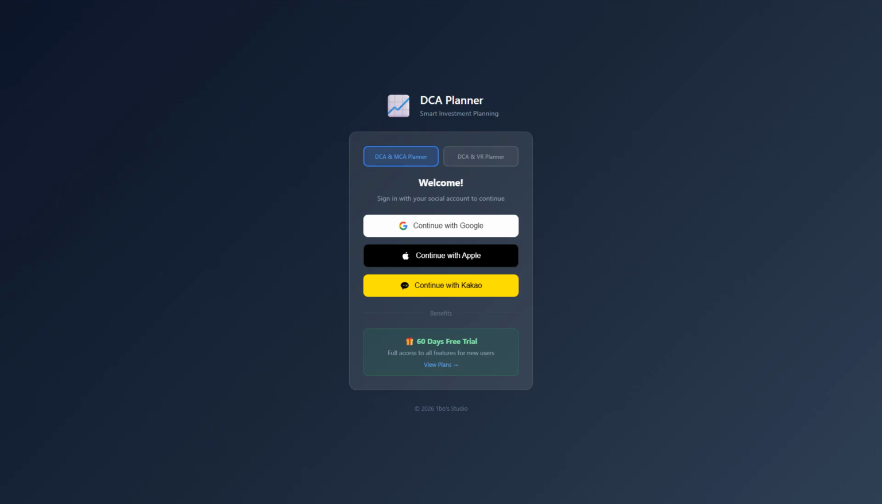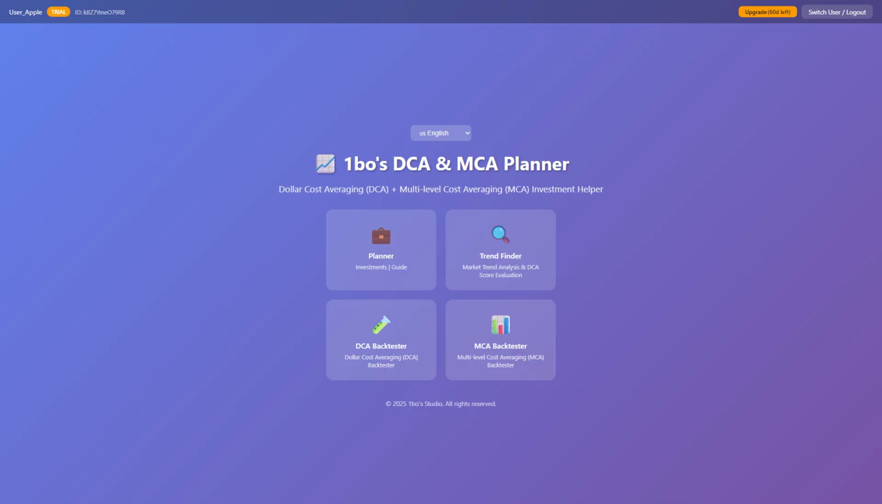Visit the login page and choose Google, Apple, or Kakao. After signing in, select which planner to use. For this tutorial, we'll choose DCA plus MCA Planner. Both planners include the DCA strategy we'll demonstrate today.